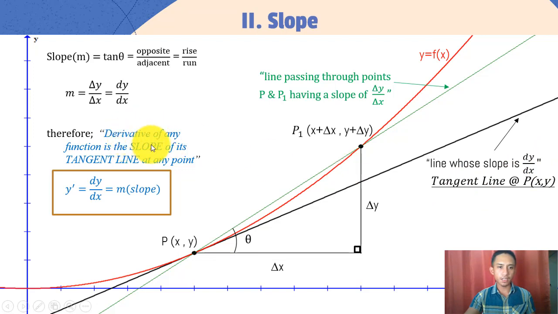Okay? The derivative of any function is just the slope of its tangent line at any point. So y prime, or dy/dx, is just the slope of your tangent line. Okay, so that is how slope is related to the derivative.